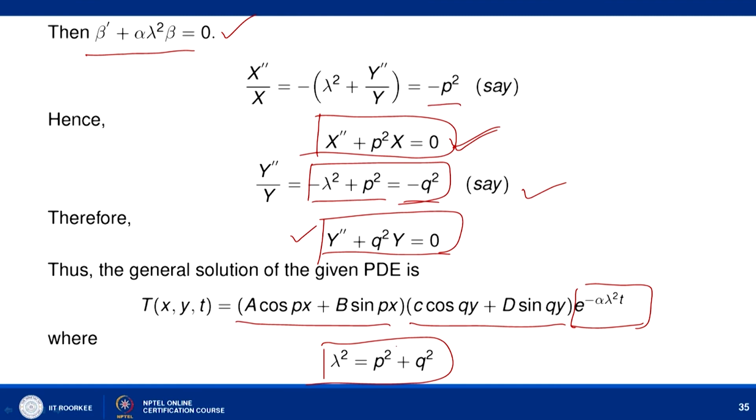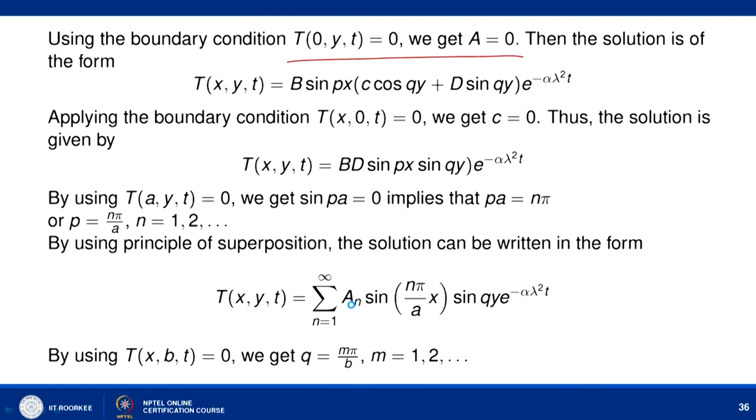We can do it together or we can do it in a simplified way, and we can simply say that X of 0 is equal to 0 equal to X of a. Right. So, this implies that a is 0, and this implies that p is in terms of some m pi by L, we can say n pi by a. So, we can simply write, let us do one by one.